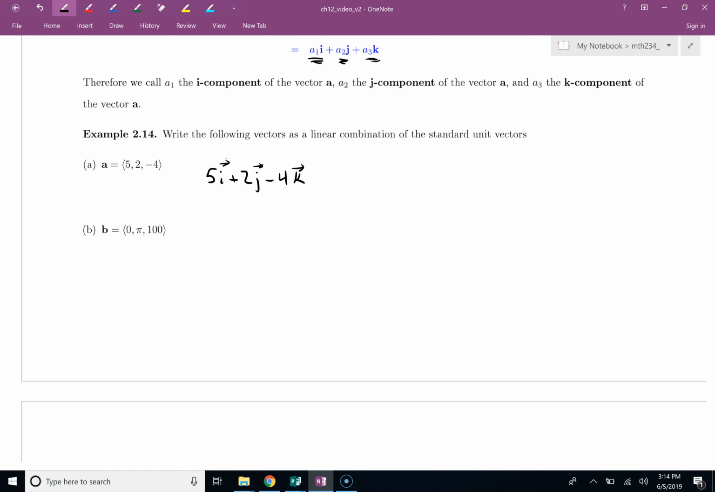And then for the second one, if you want to write b, well, there's 0 i's, so in fact you don't even have to write that bit. You could say just pi j's plus 100 k's. So that's how you could write b with the ijk notation, or the linear combination of standard base vectors.